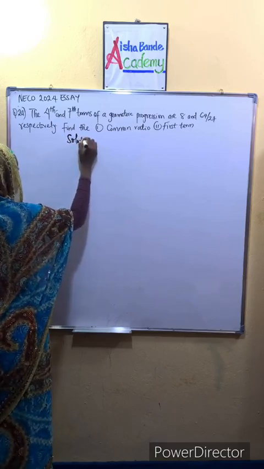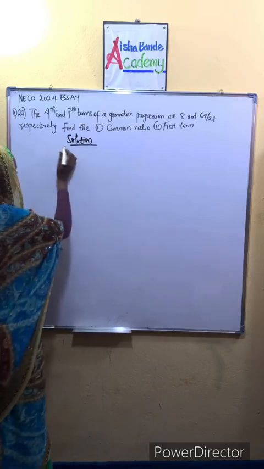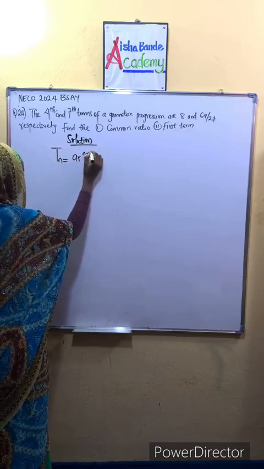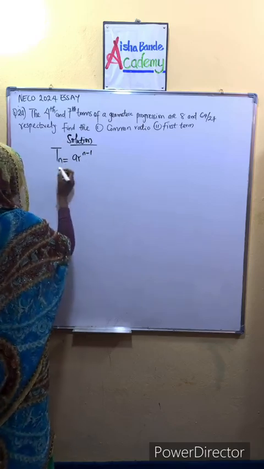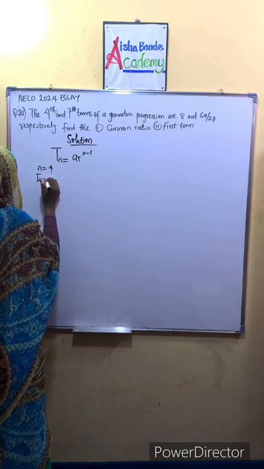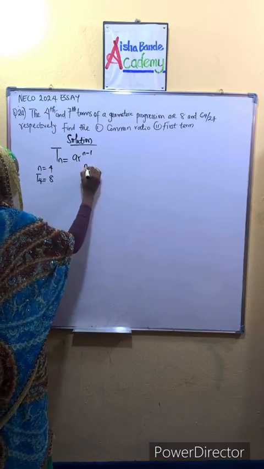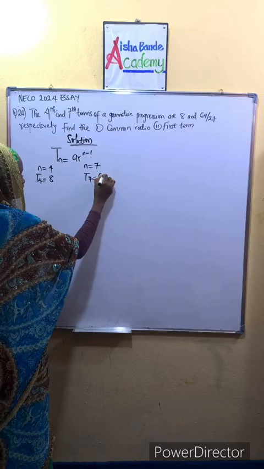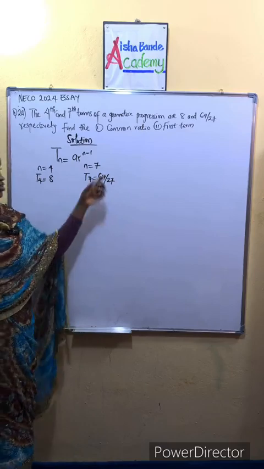So the first thing we need to note is the nth term of a geometric progression, the formula which is given as Tn is equals to ar raised to the power of n minus 1. So now interpreting the question that has been provided, it says that the fourth term, that means n is equals to 4. For the fourth term, that is T4, we have the value to be 8. And also for the seventh term, when n is equals to 7, that means the seventh term is equal to 64/27. So all we need to do now is to substitute in these values into this formula.